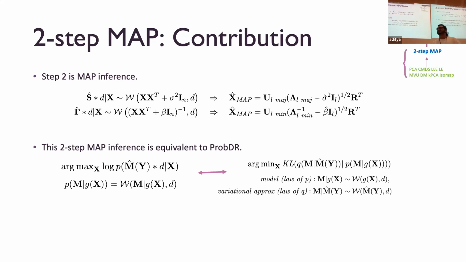So because probabilistic PCA is defined using normals, YY transpose gives you Wishart by definition. So this just follows naturally. You can also see this by looking at the likelihoods. The likelihood of the normal and Wishart are practically the same.